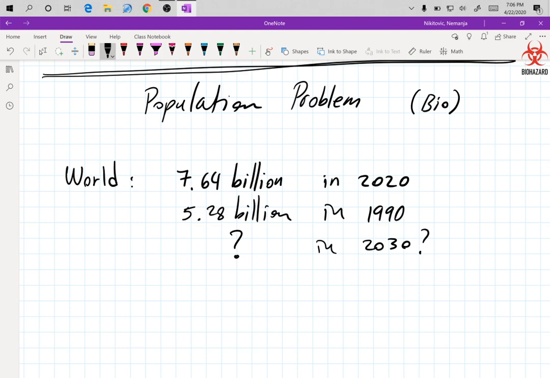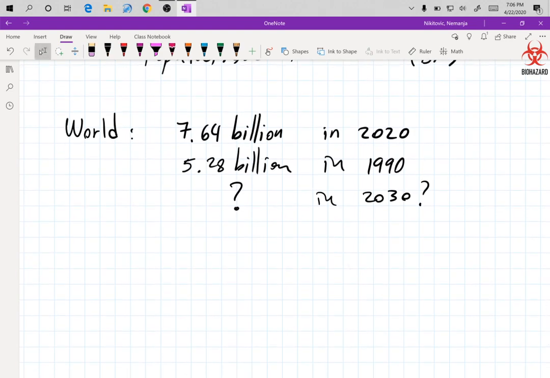So this is the problem that we can actually solve, and this is a word problem. Population today is 7.64 billion. Population in 1990 was 5.28 billion. What is the forecast population for 2030, or 2050, or you can pick anything? So how would we do something like this? It's going to have two separate calculations because we have to figure out what k is. We don't have k calculated in here.